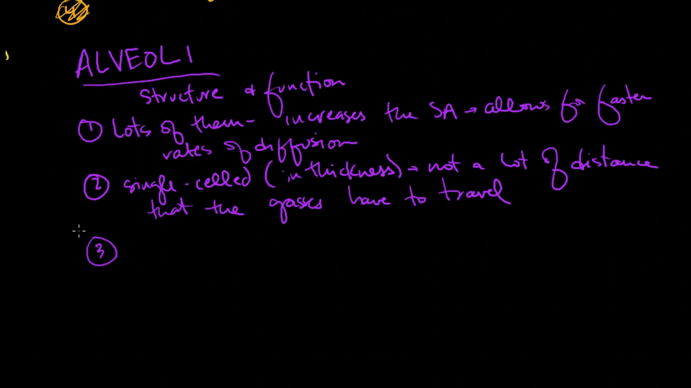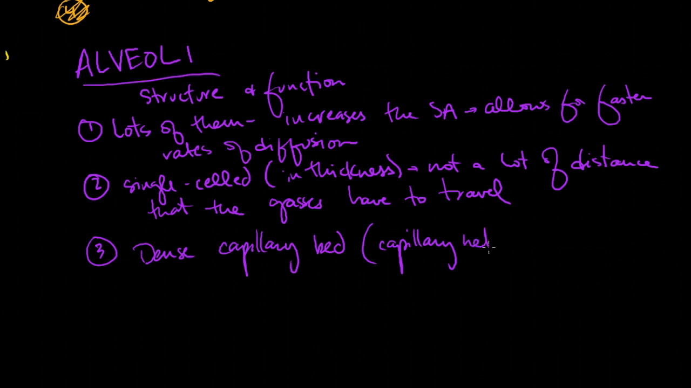Third, there is a dense capillary bed. And sometimes this is described as a capillary network that surrounds the alveoli, waiting and aiding in gas exchange.